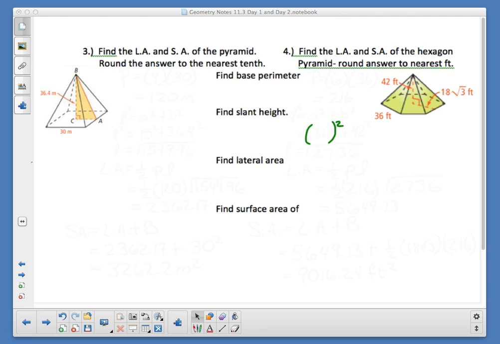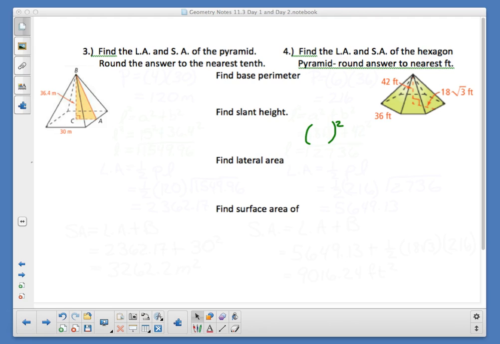So we're looking at this today, and we are looking at just finding slant height of a pyramid. We are also going to do that in cones, and we will also be able to find the lateral area and surface area of both those shapes. Okay, those are today's notes.